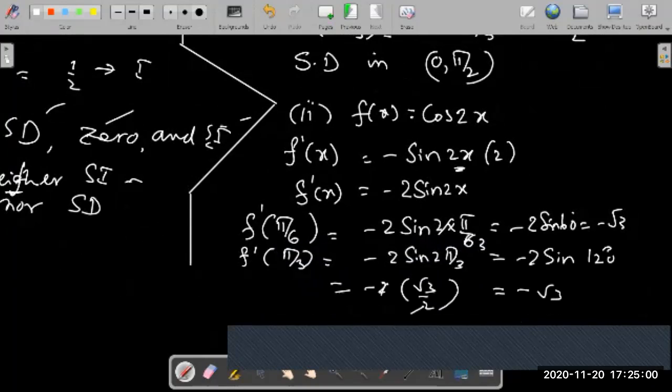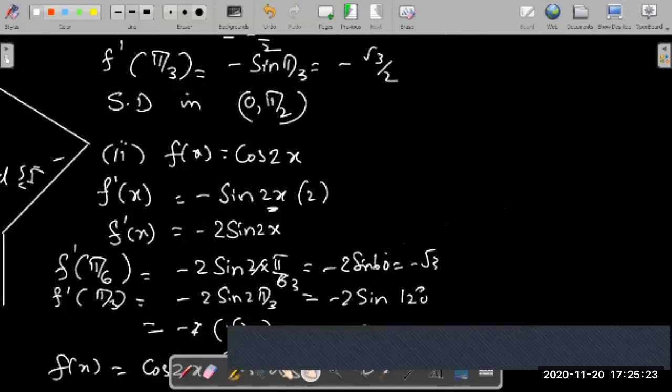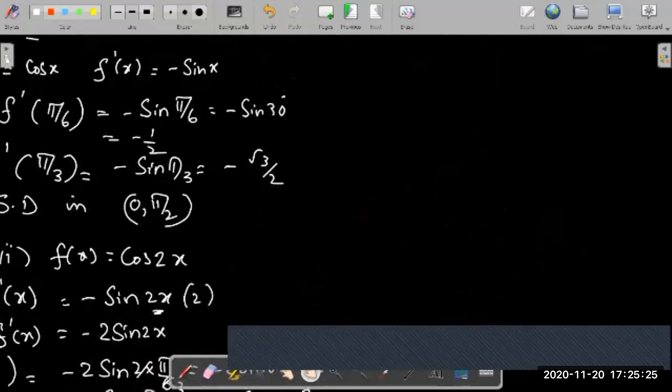How come both values are the same? This is 2 pi by 3, that's also 2 pi by 3. Yeah, correct, both the same value. And therefore, this is also strictly decreasing. So cos 2x is strictly decreasing as well. Done. Then let's try cos 3x, and there is a tan x also.